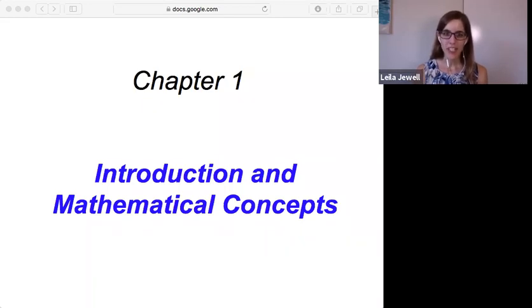Okay, chapter one, introduction and mathematical concepts, or as I like to refer to it, building blocks, because these are the foundations that we will need for the rest of the semester. We hit on a bunch of different mathematical ideas here, some of which you may have seen before, some of which you may not, in which case I encourage you to take extra effort to make sure that you do understand it. So, first off, let's take a look.